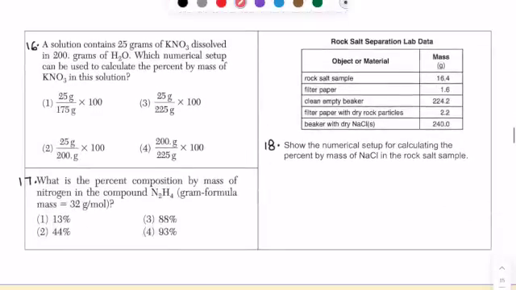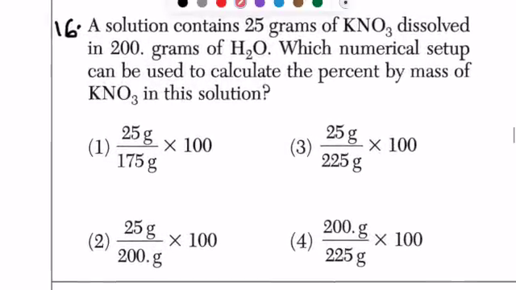Let's get a few more questions. So we have a solution that contains 25 grams of KNO3 dissolved in 200 grams of water. What numerical setup can be used to calculate the percent by mass of KNO3 in the solution? So the equation for percent composition by mass is given in Table T. All you have to do is write the mass of the part on the top. So in this case, your part is this, and write the mass of the whole at the bottom, multiplied by 100.